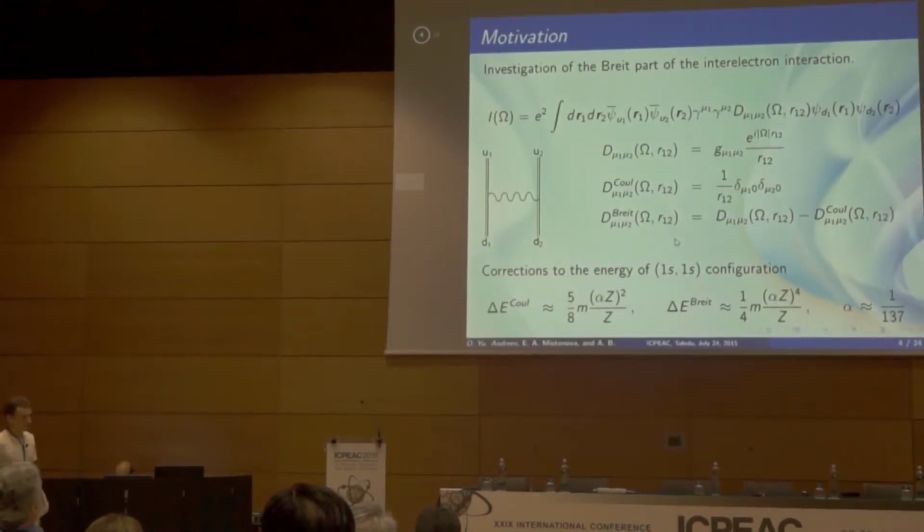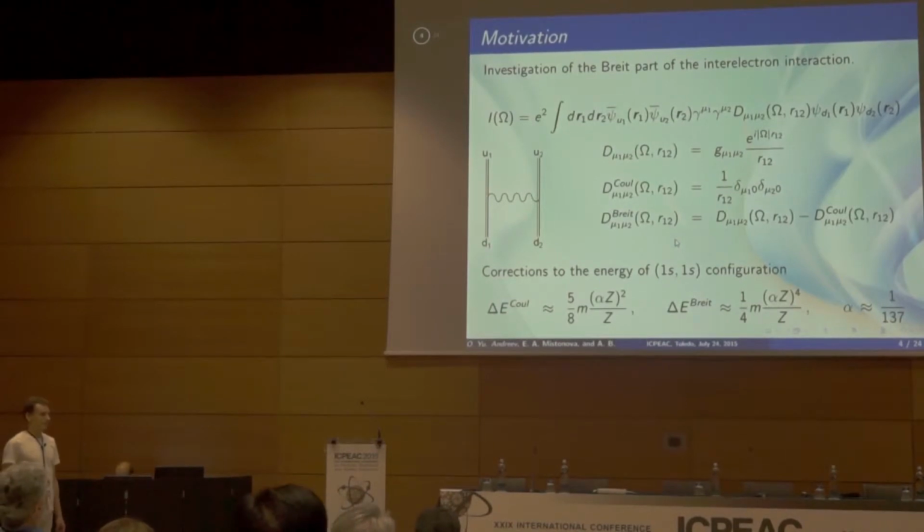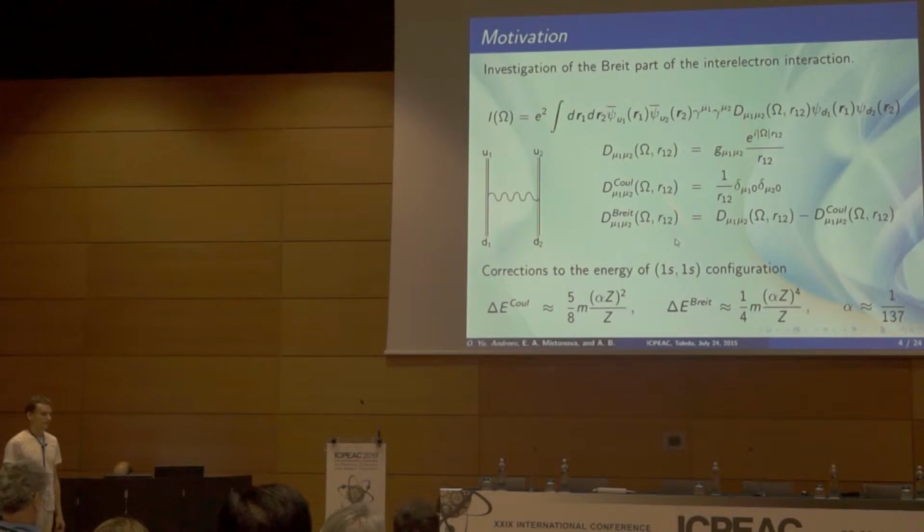We have found that transfer ionization is profoundly influenced by the Breit interaction, which changes the shape of the emission spectrum and considerably increases the emission.